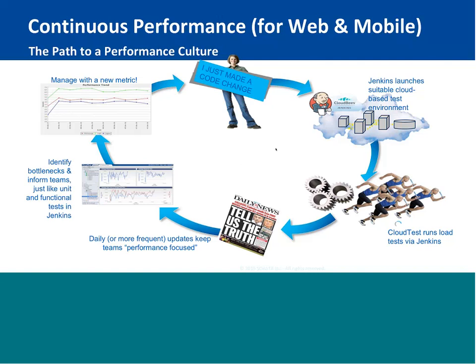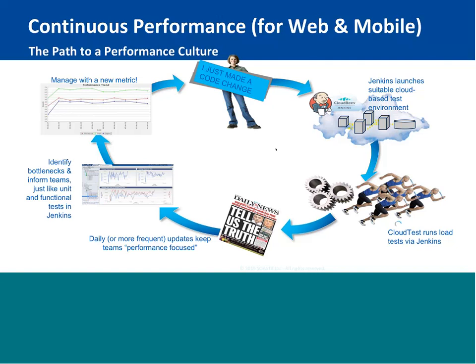And our tool is called CloudTest, and CloudTest is easy to connect into Jenkins. It's one of the many plugins that are available, and it lets you run your performance tests right as a part of your CI build. If you're doing daily and more frequent updates, this keeps you not only aware of the new functions, but aware of the performance of the new functions.